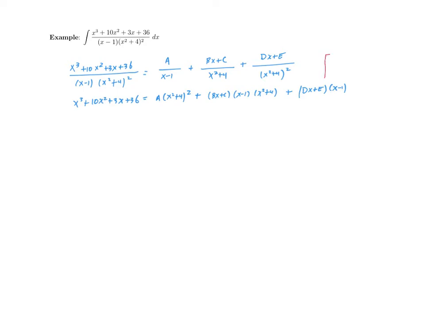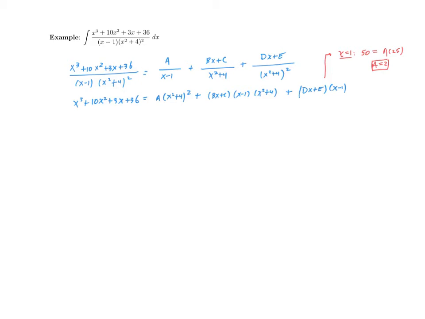So I usually just do this kind of to the side, but if we substitute in x equals 1, on the left we would have 1 plus 10 plus 3 plus 36, which is 50. And on the right-hand side, the only term that doesn't vanish is a times 5 squared. So immediately, we've determined that a is 2. And determining this value of a before proceeding further is going to save us quite a bit of time and grief later on in the problem.